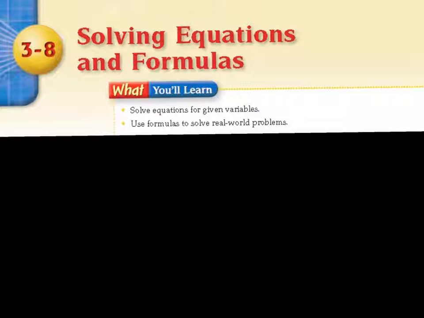The heading for Lesson 3.8 is Solving Equations and Formulas. You'll learn to solve equations for given variables and use formulas to solve real-world problems.